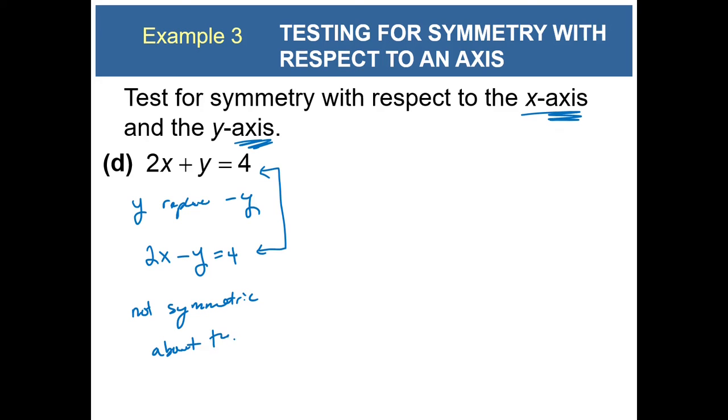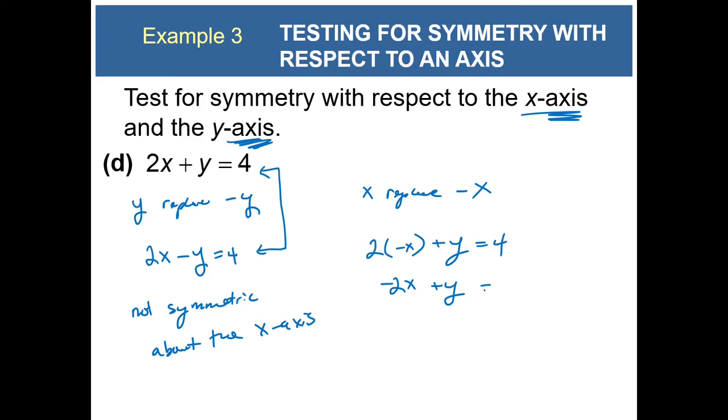Let's check symmetry about the y-axis now. We are going to replace the x with negative x. 2 times negative x plus y equals 4. This results in negative 2x plus y equals 4. And this is not the same again.